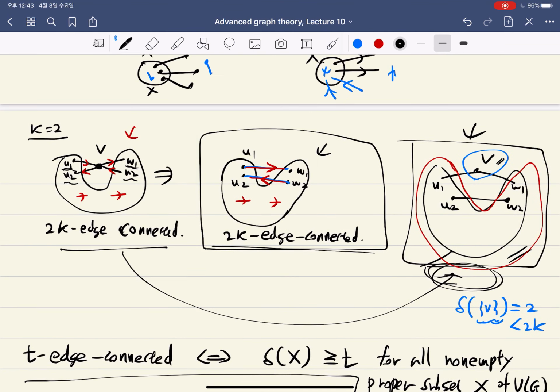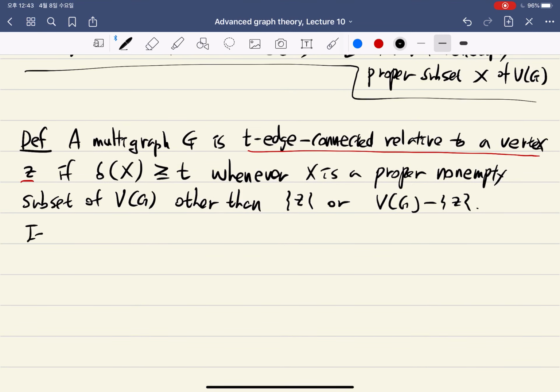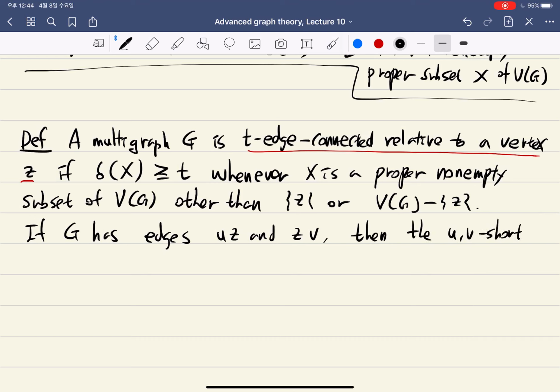And then let's give some name to this operation, the operation of changing this graph into this graph. If G has edges UZ and ZV, then the UV shortcut of G is the graph G minus UZ minus ZV plus UV.